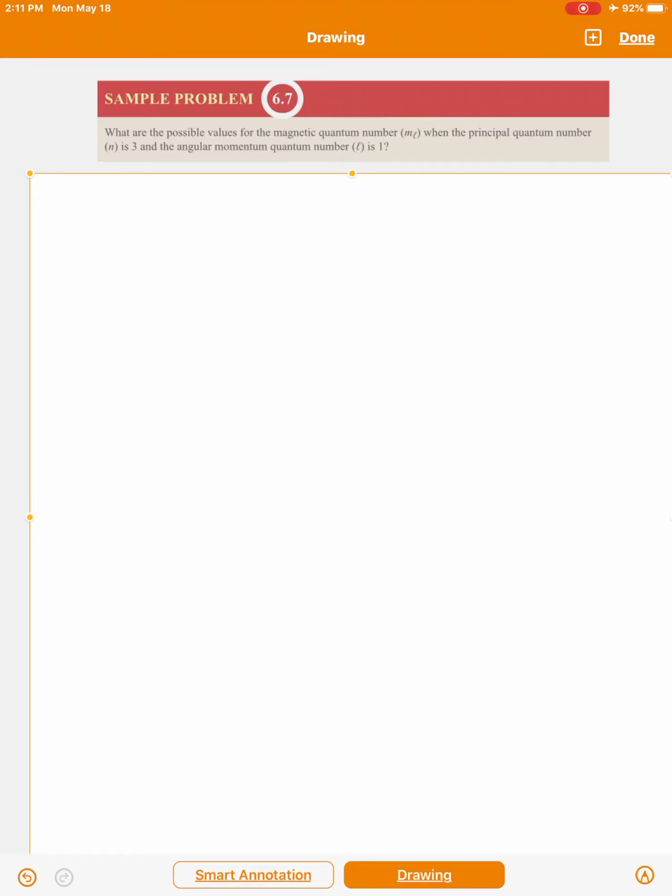Okay, so it's important to think of this as a sort of hierarchy. n is the principal quantum number. That gives you the energy of the electron. And that can take on values of 1, 2, 3, 4, 5, 6, 7, and so on, as far as you want to go. So that's what you do first. You figure out what n is.